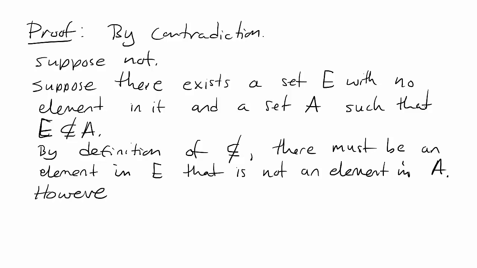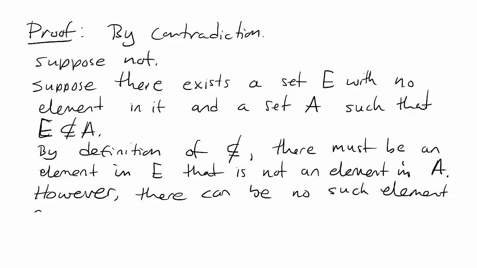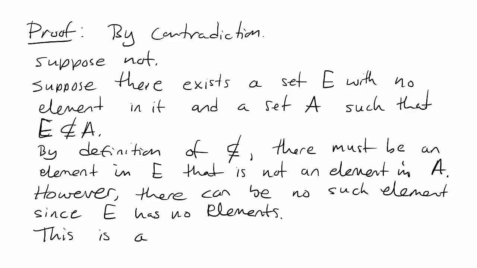However, there can be no such element since E has no elements. That was mentioned earlier in the proof. Suppose there exists a set E with no element in it. This is a contradiction. That's how the contradiction plays out.